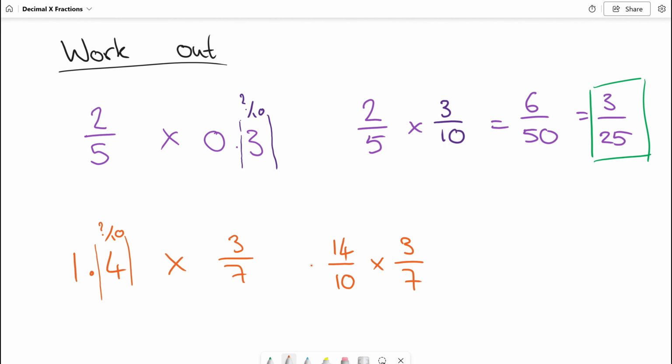And it being times. And then we just do it like that. So 14 times 3 is 42. And 10 times 7 is 70. They're both in the 7 times table. So let's just simplify that to 6 over 10. And that's literally it.